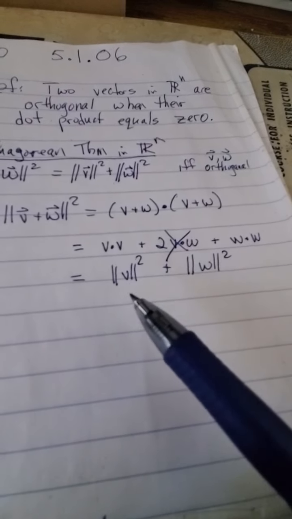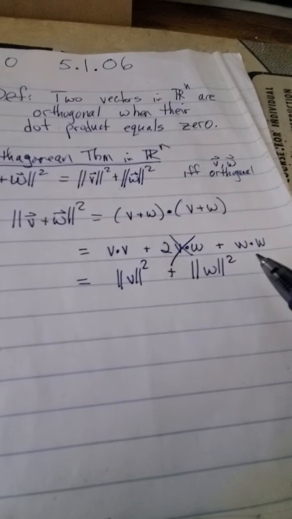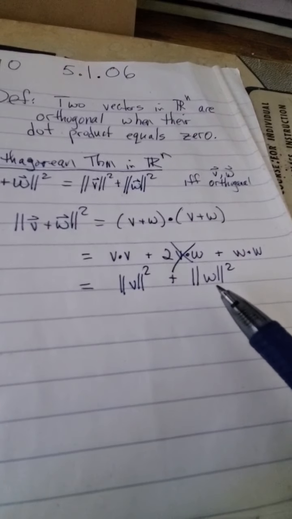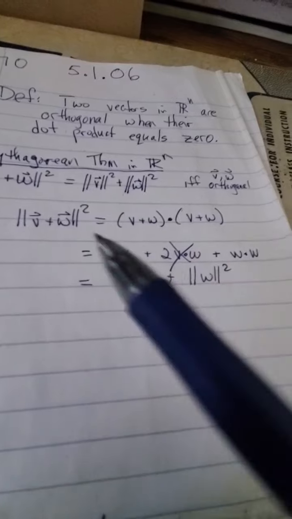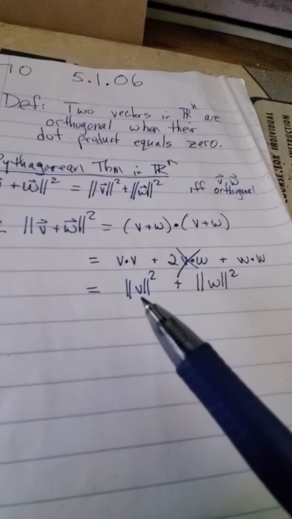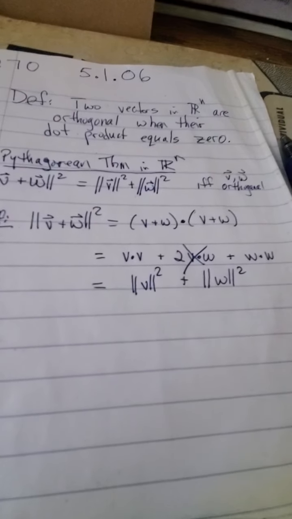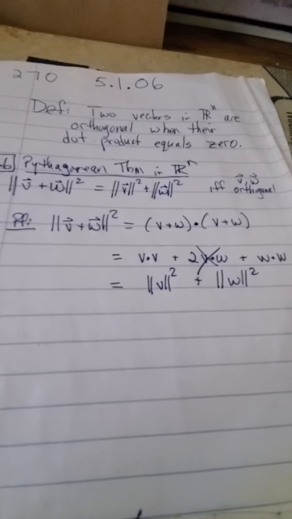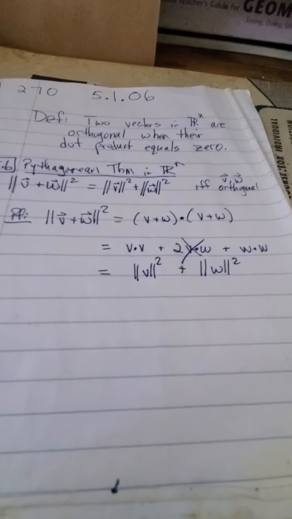We know that v dot v is the length of v squared, and w dot w is the length of w squared. Those are some of the many principles that we showed. So we get the length of v plus w, squared, equals the length of v squared plus the length of w squared, which is the n-dimensional extension of the Pythagorean theorem. Yay!